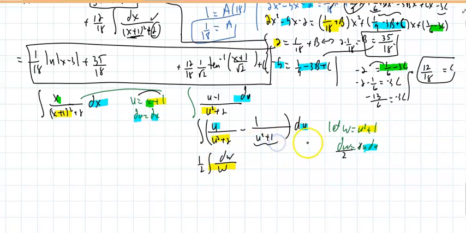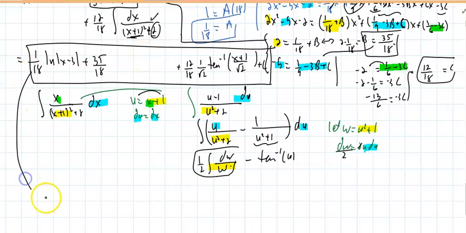I know what this is. That's an inverse tangent of u, right? And what would this be? Isn't that right there 1/2? Oh boy, I need more space. Okay, I'm going to write the whole thing here.